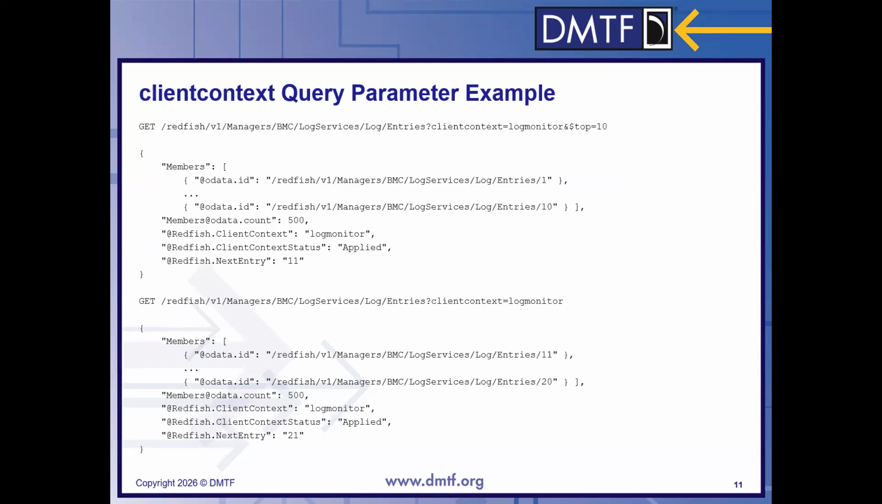And so here's an example of it. We do a get to the log service, and you see at the end that the client context is set to log monitor, and it's asking for the top 10 records. And the service then provides those records 1 through 10. If I then do a get to the same URI again, setting client context equals log monitor, the service remembers that I've already set up this context with log monitor. And so instead of starting over from the beginning, it then gives me entries 11 through 20.